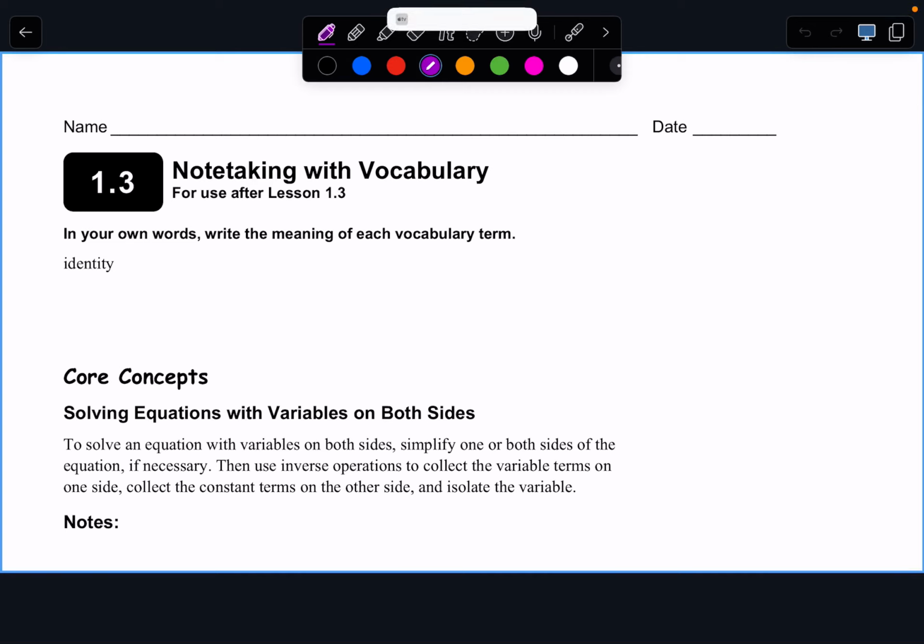When I try to give you the wrong assignment and you're like, what? There's variables on both sides of the equation. That's what we're doing today.